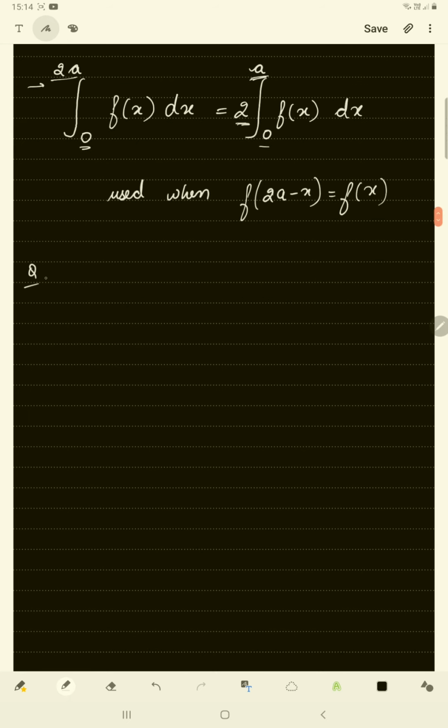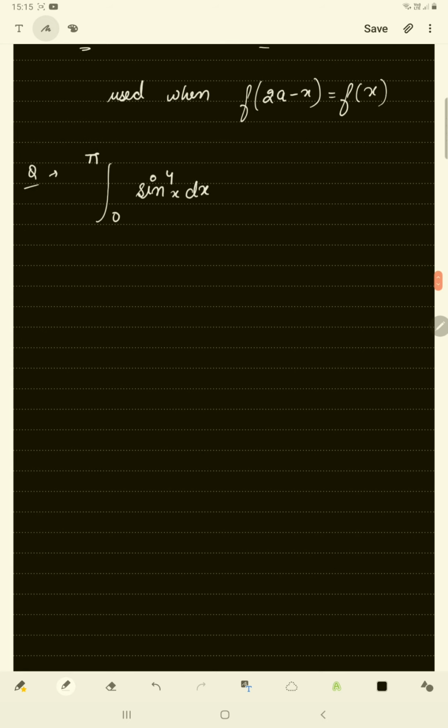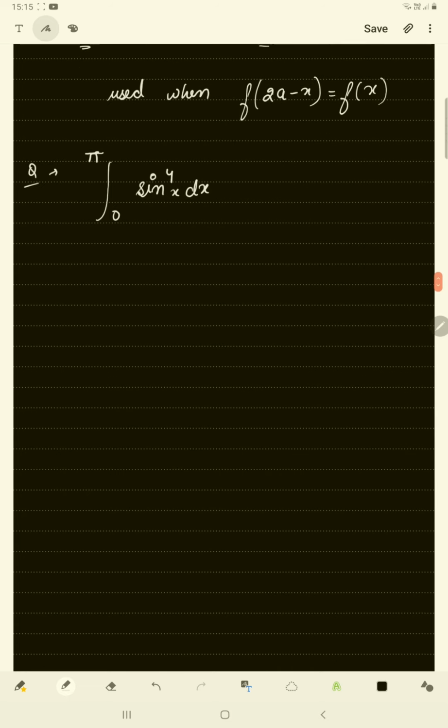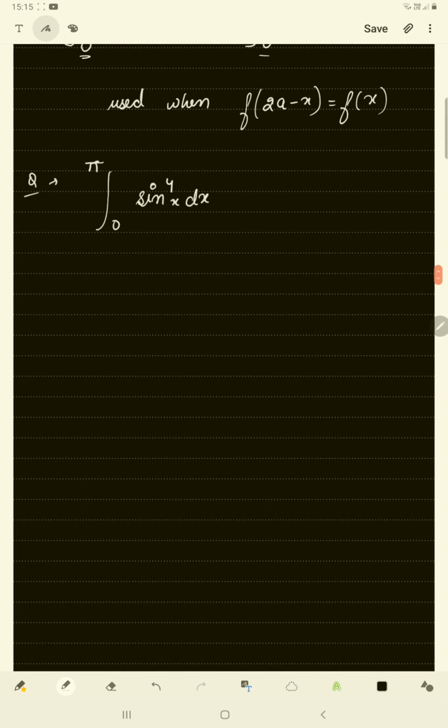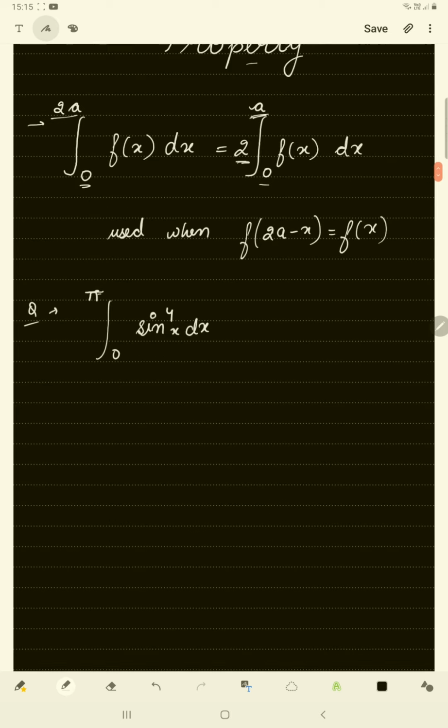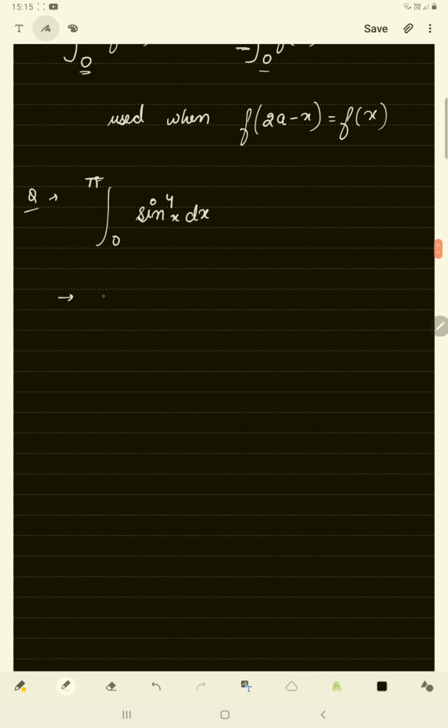So the question number 1 is 0 to pi, sine to the power 4 x dx, the thing that we talked about just a few seconds early. So we actually needed the pi by 2 in it. You can apply any of the properties, but you're not going to gain an advantage by applying the king's property. If you apply that, you get sine to the power 4 of pi minus x, which is of no significant use. So we just need the formula discussed in this property. When we apply this, we get 2 times the integral from 0 to pi by 2 of sine 4x dx.